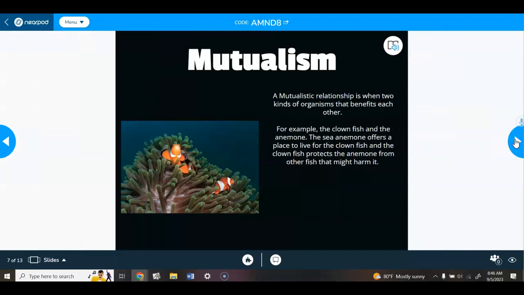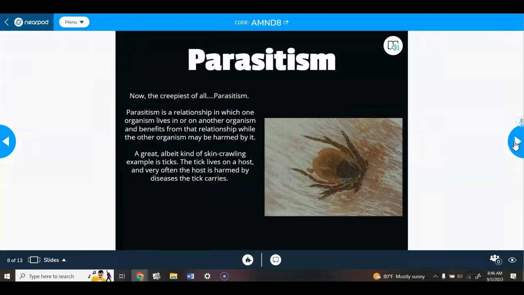Next is mutualism. Mutualism is mutualistic. It is good for both of them. They both get a positive thing out of that. So your sea anemone protects the clownfish, and the clownfish protects the sea anemone. They both get something good out of that. The last one was parasitism. That means one thing, the parasite gets good stuff because it gets to drink your blood in this instance. The bad thing is it hurts the host. It hurts the host. So those are those three.